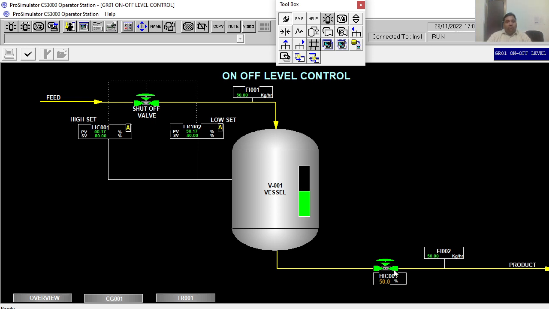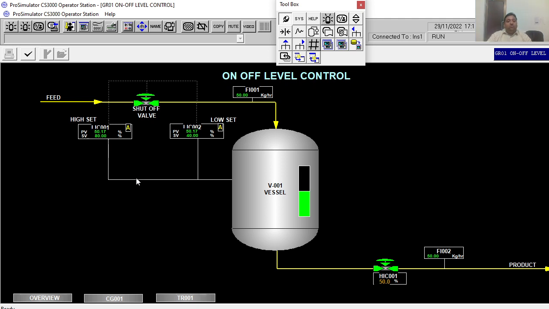The outlet flow is controlled by HIC. HIC indicates hand indicating control, or human indicating control, you can say. That means you have to operate this valve manually inside the plant. There is no control process here for this valve, whereas this valve is controlled by a controller, which is called the on-off level control system.